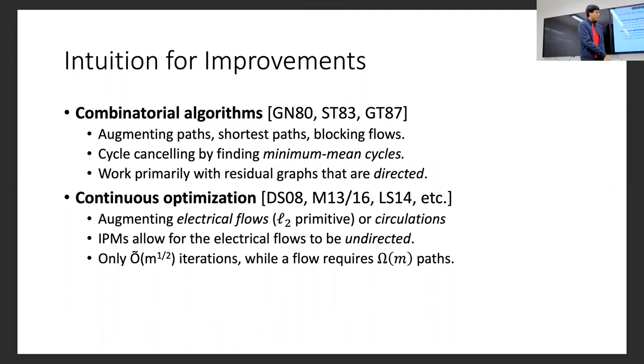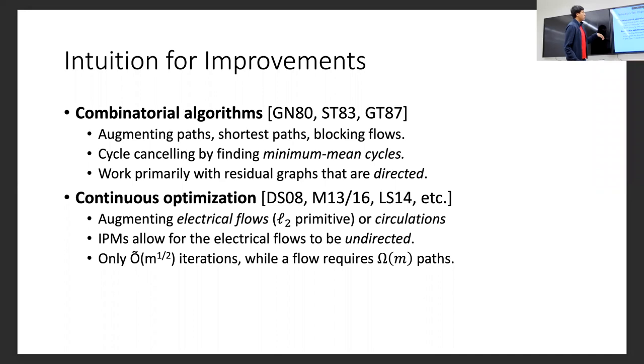Yeah. Cool. So based on the previous slide, I just wanted to more clearly highlight the difference between previous works, the more classical works in MaxFlow, more recent works, and where ours comes from. So classically, algorithms for flow problems were largely combinatorial. They were based on augmenting paths, shortest paths, blocking flows, path and cycle based things. However, their main primitives ended up working with residual graphs, which are naturally directed for MaxFlow. So basically every iteration they do some path or cycle based thing on a directed graph.